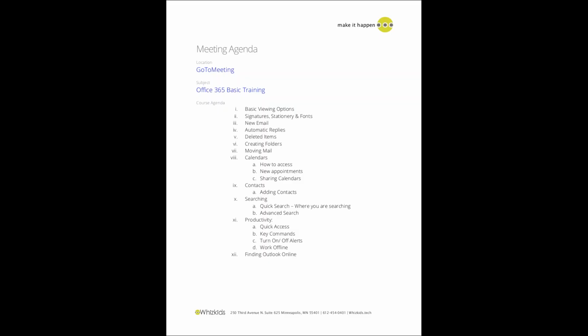Great, so let's jump right in. At the top of our agenda, we have basic viewing options, signatures, stationery and fonts, new email messages, automatic replies, deleted items, creating folders, moving mail, calendars, contacts, searching, some productivity tips, and how to find Outlook online.